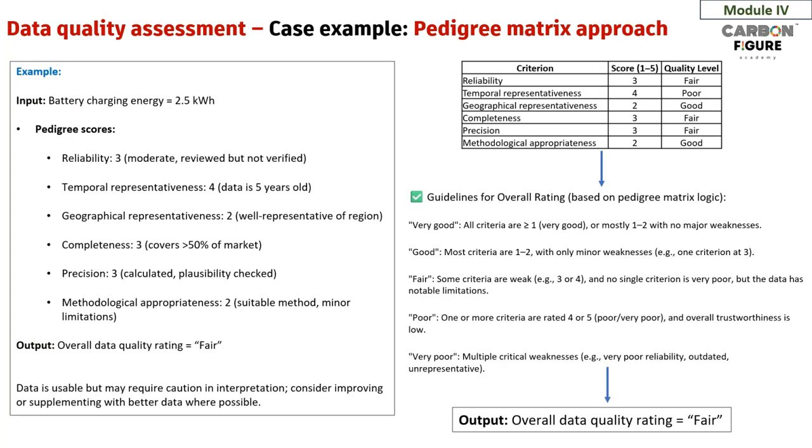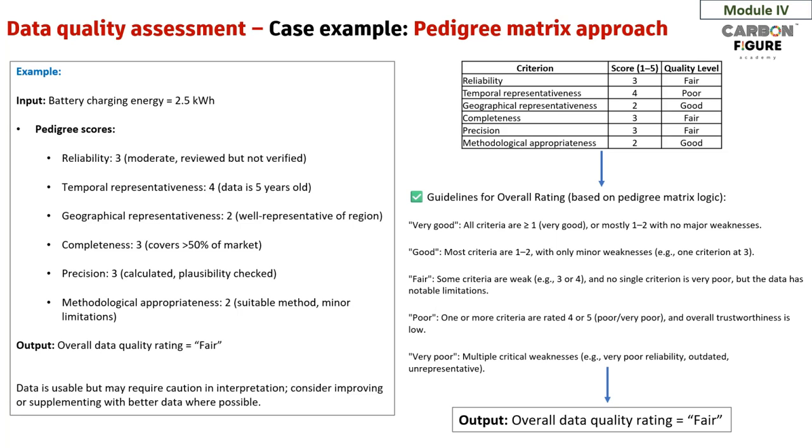So here is an example we can say. There is a data, to be specific, a foreground data: battery charging energy as 2.5 kilowatt hour. For this number, here come the pedigree scores. So you can see reliability. It is a random example, random scoring, so there is no need to look into it much.